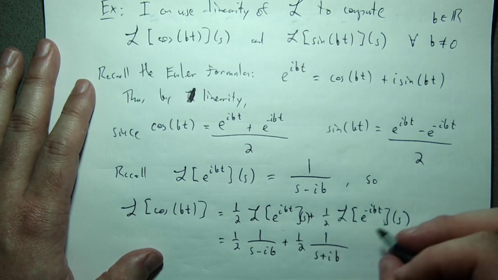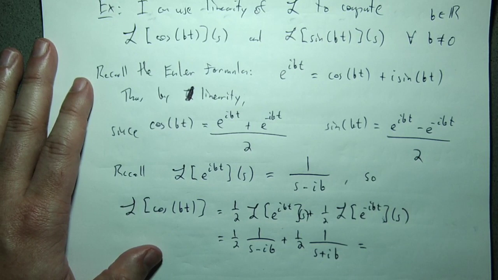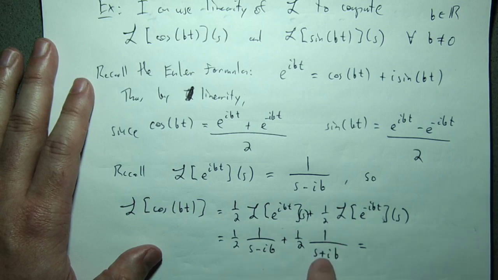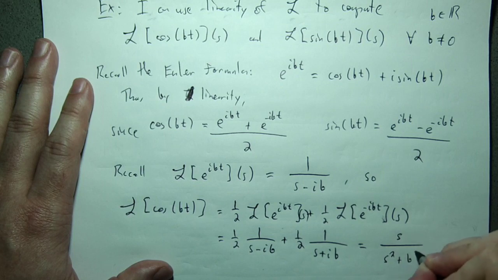Doing some quick complex arithmetic, finding what 1 over s minus ib is and 1 over s plus ib is, this actually becomes s over s squared plus b squared.